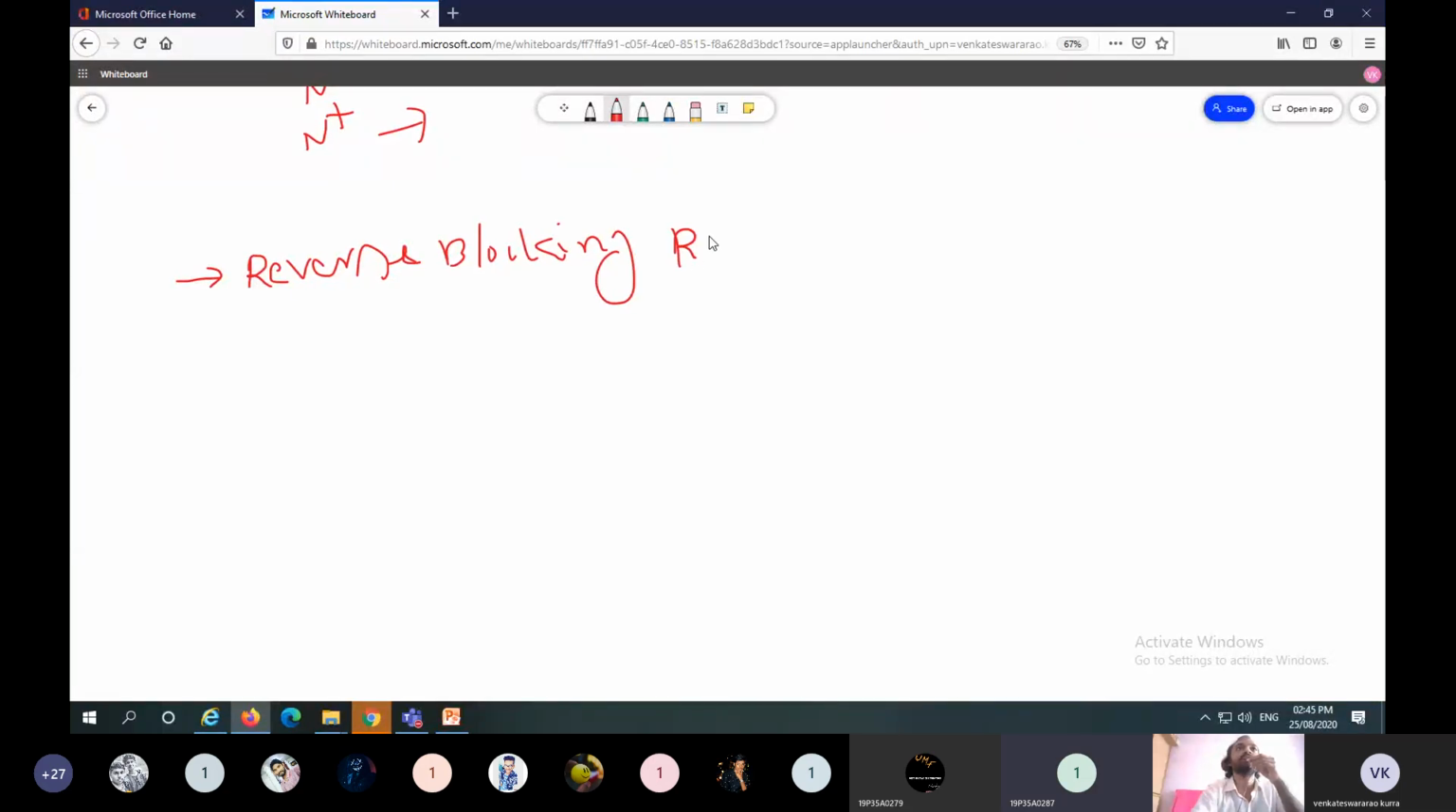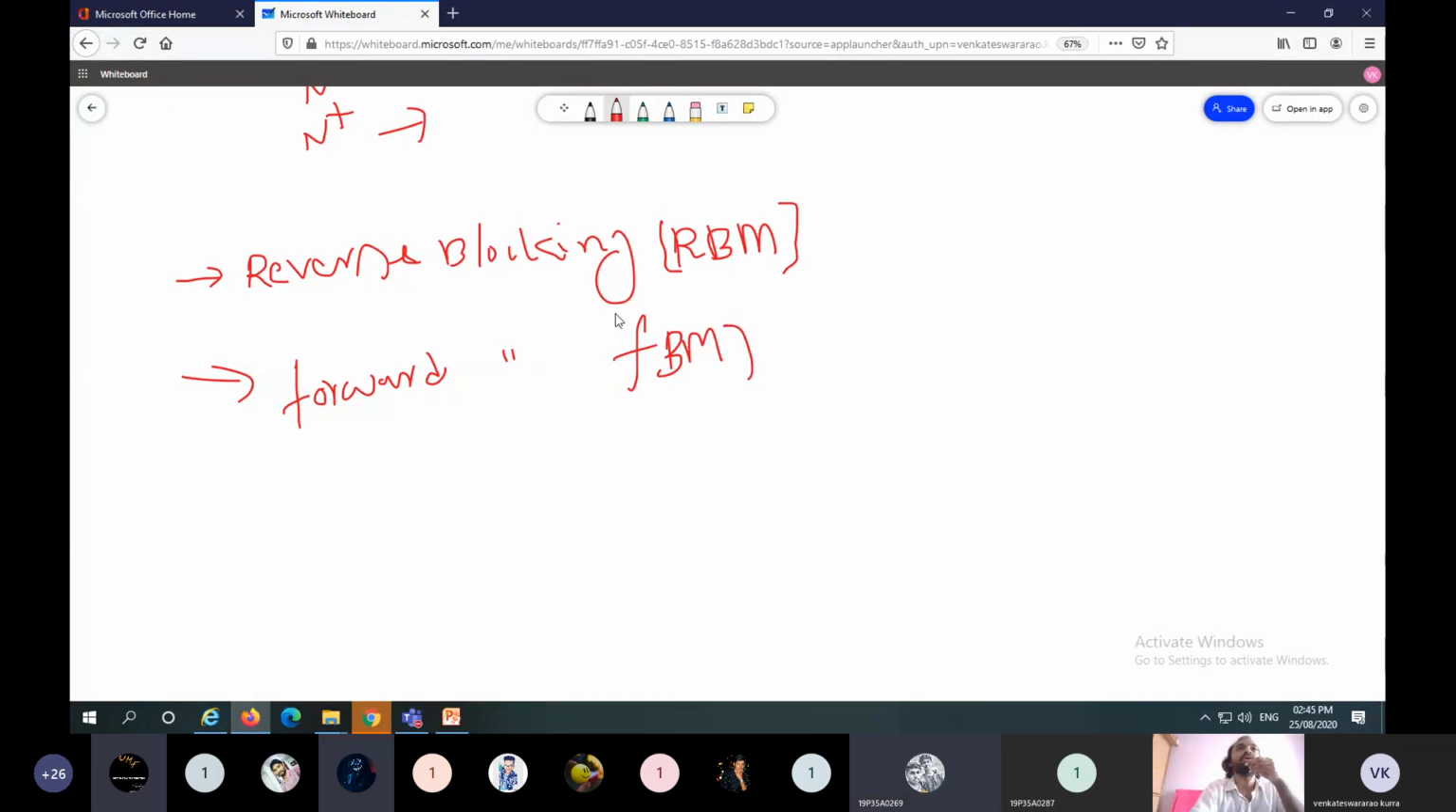So reverse blocking, RBM. RBM means reverse blocking mode. Next mode, forward blocking mode. So FBM. Third mode, forward conduction mode.